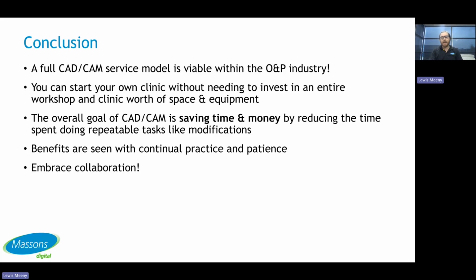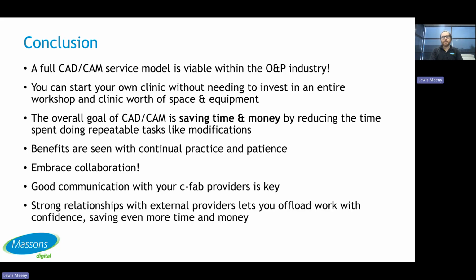Reiterating the point, embracing collaboration and good communication with CFAB providers is key. We're an industry that prides ourselves in our collaboration and sharing of knowledge. Leverage that as much as possible. It doesn't just have to be conferences. A message to somebody when you see a cool design can always go a long way as well. And strong relationships with external providers let you offload work with confidence, so saving more time and money.